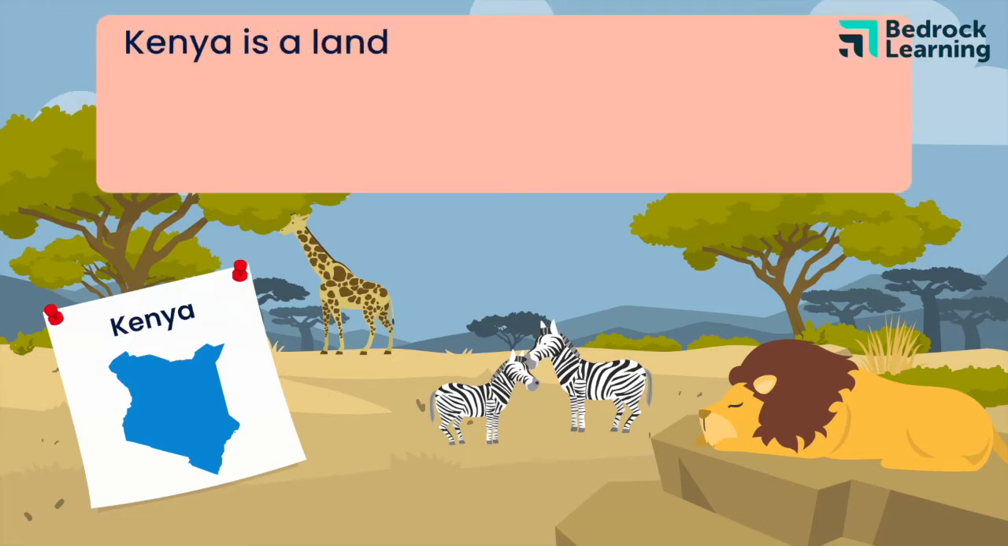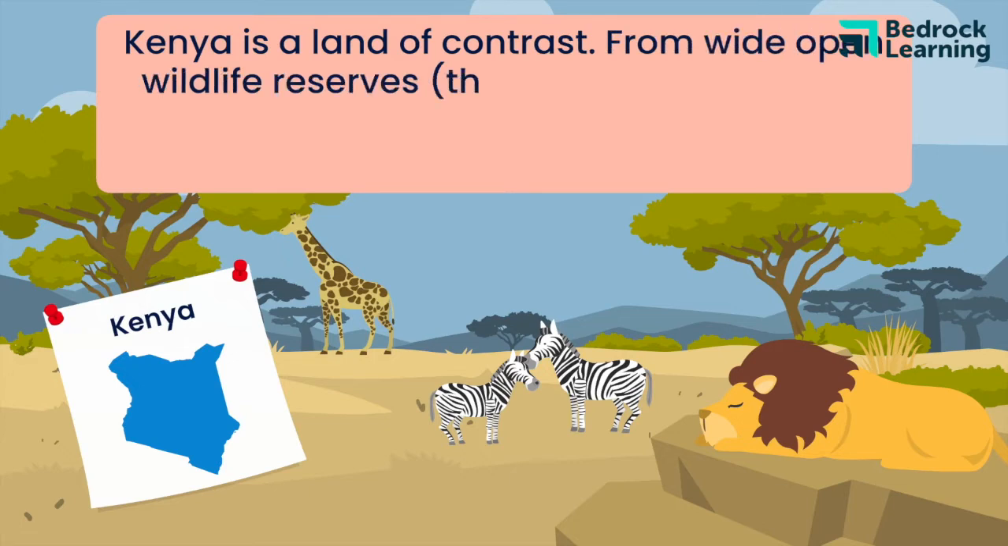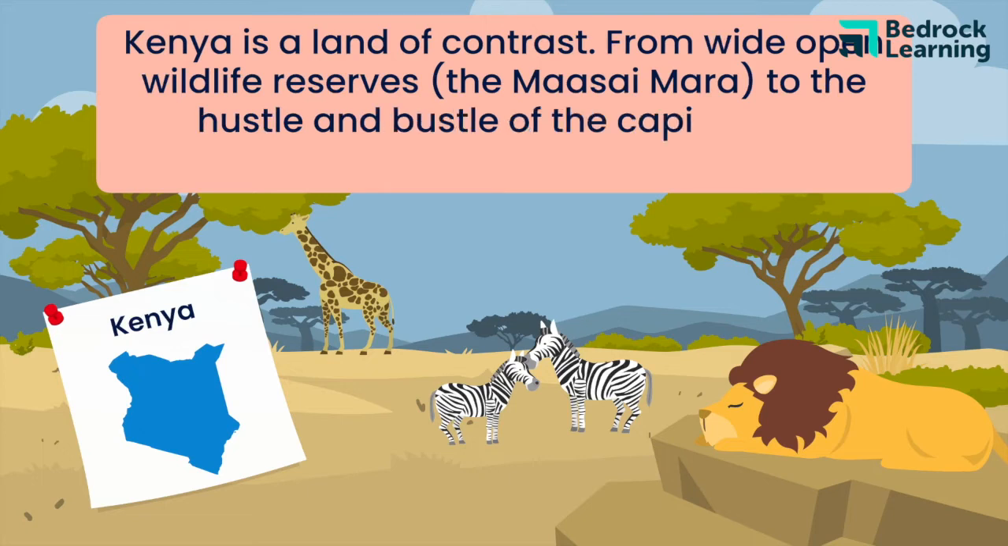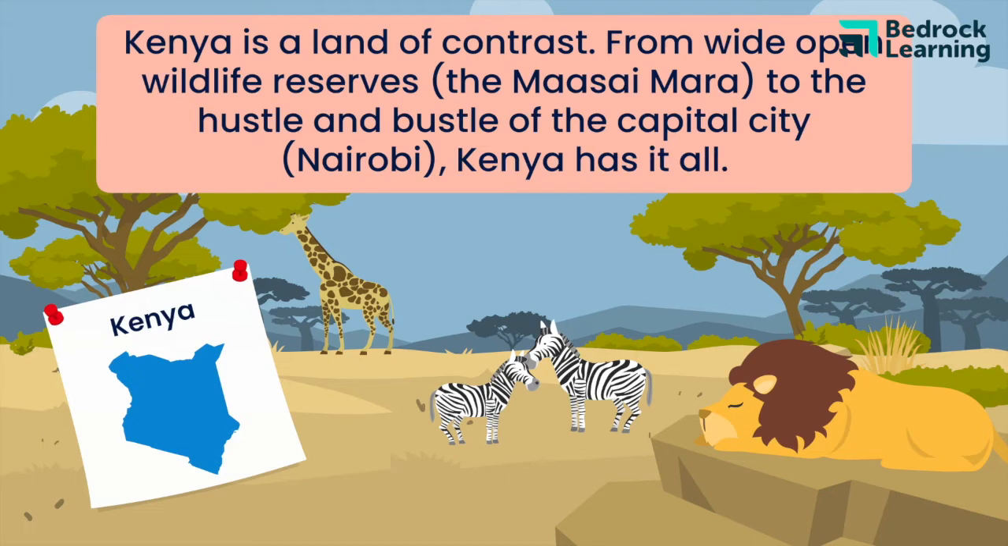Kenya is a land of contrast, from wide-open wildlife reserves (the Masai Mara) to the hustle and bustle of the capital city (Nairobi). Kenya has it all. As you can see, the brackets allow the writer to introduce useful information in a way that is really clear to read, without disrupting the structure of the sentence too much.